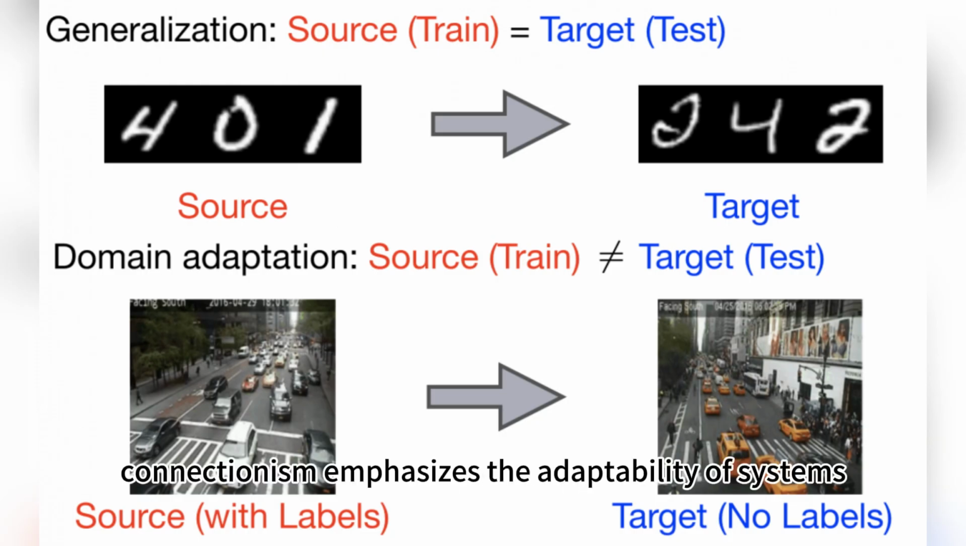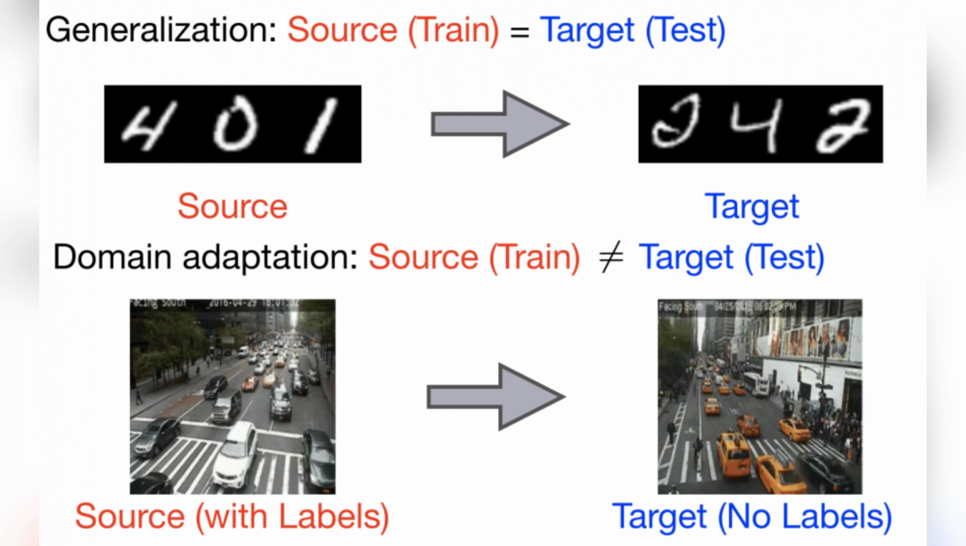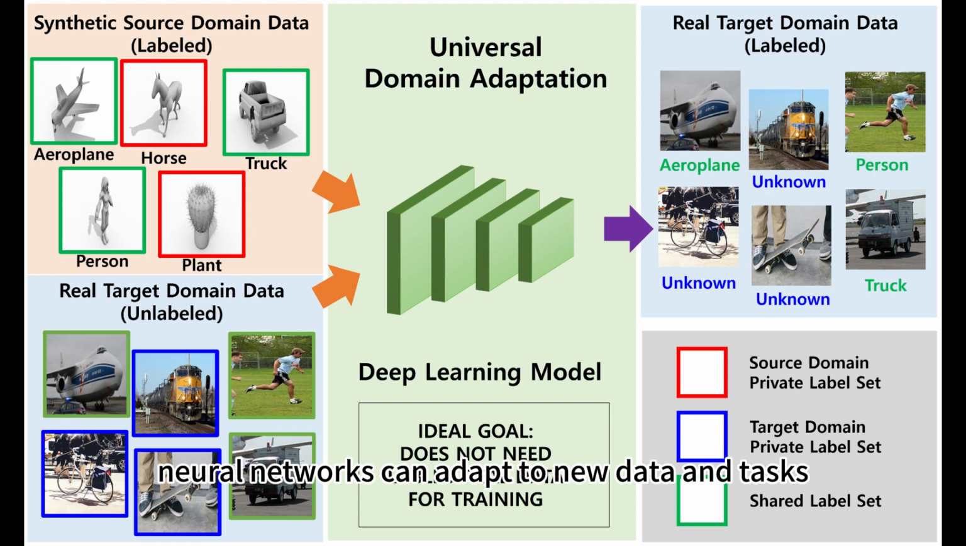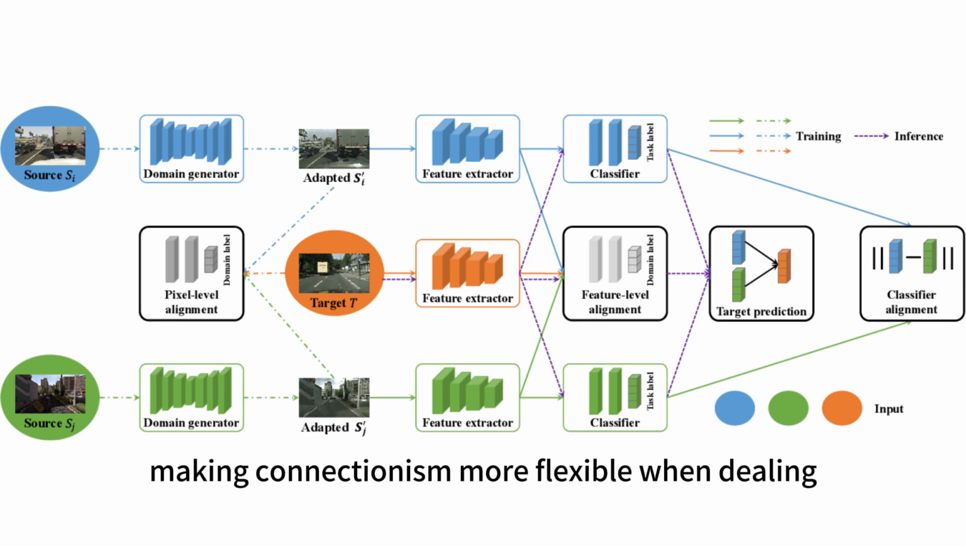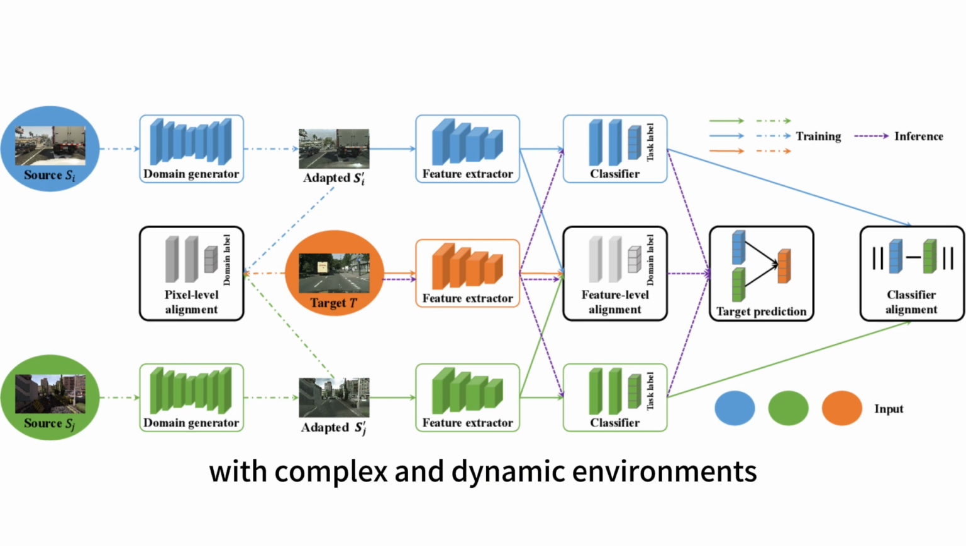2. Adaptability. Connectionism emphasizes the adaptability of systems. Neural networks can adapt to new data and tasks without the need for reprogramming, making connectionism more flexible when dealing with complex and dynamic environments.